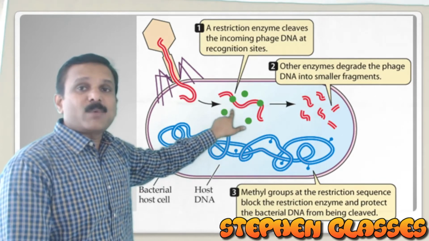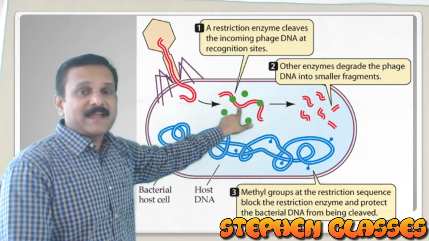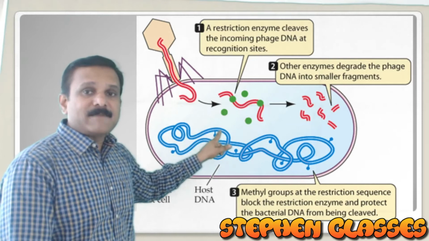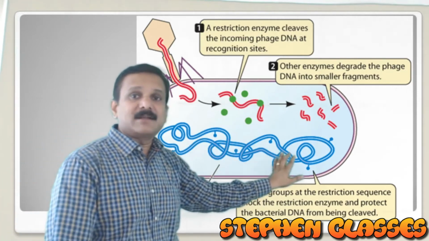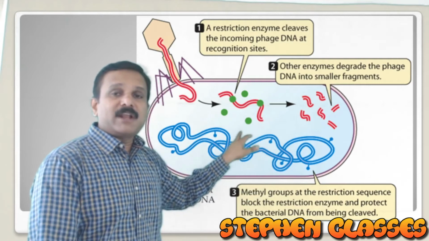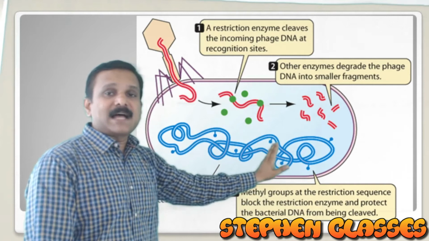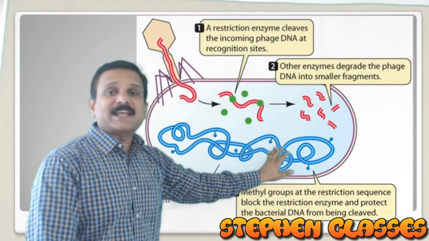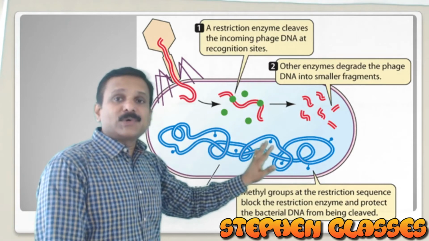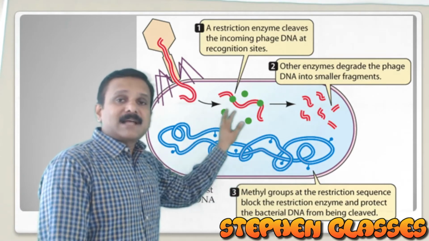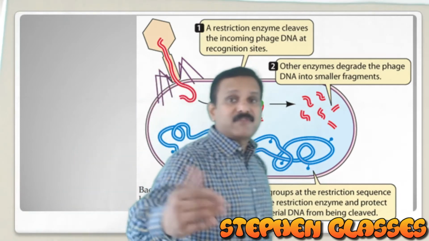So one of the enzymes will cut the viral DNA. You got it? One of them will cut the viral DNA and there will be another enzyme which will methylate the host DNA. Host DNA will be methylated so that this enzyme will not cut the host DNA. So once methylation is done, this host DNA is getting protected. So there are two enzymes. One will methylate the host DNA and the other will cut the viral DNA or DNA of the bacteriophage.